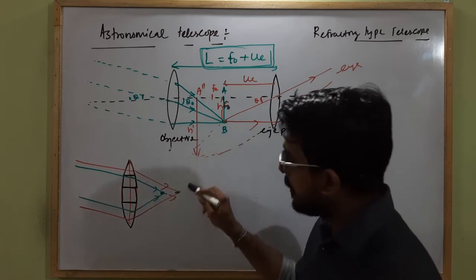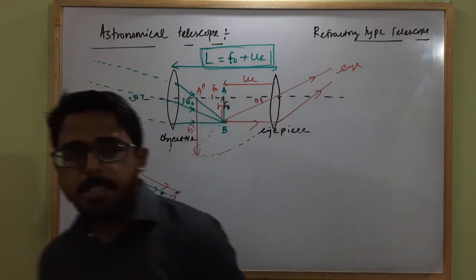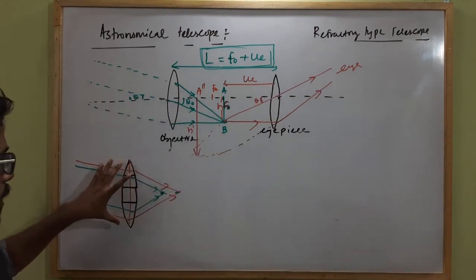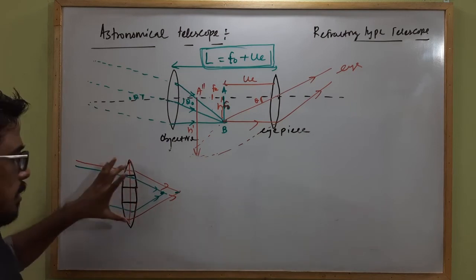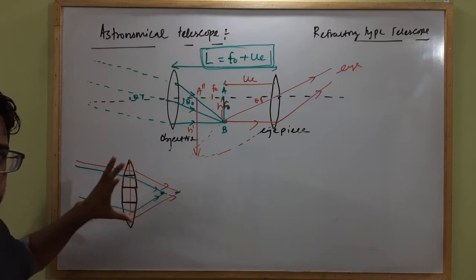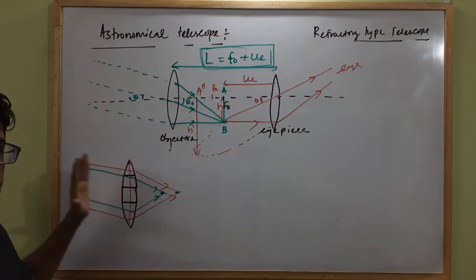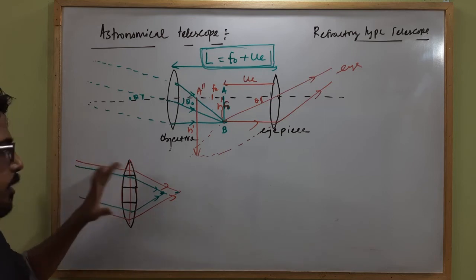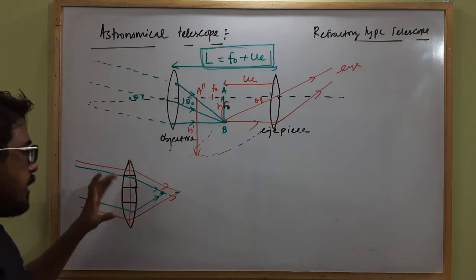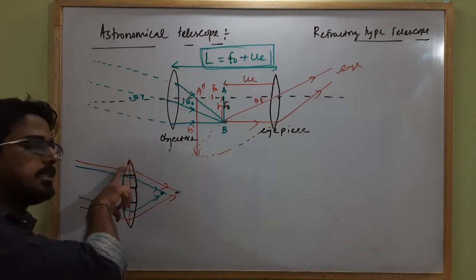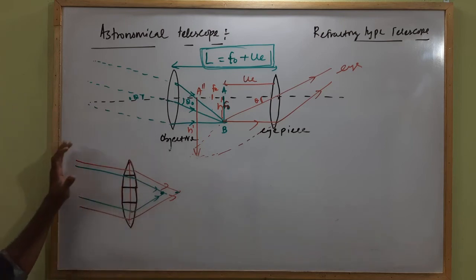To decrease the chromatic aberration and spherical aberration, we have a choice to decrease the aperture of the objective. But what will happen if we decrease the aperture of the objective? If we decrease the aperture, the objective size will become less, its radius of curvature will become less, focal length will become less, so the light incident on the objective will be less in amount. So the intensity of the image formed will not be that clear. That's why we can't decrease the size of the objective. That's why we have to use a reflecting type telescope.